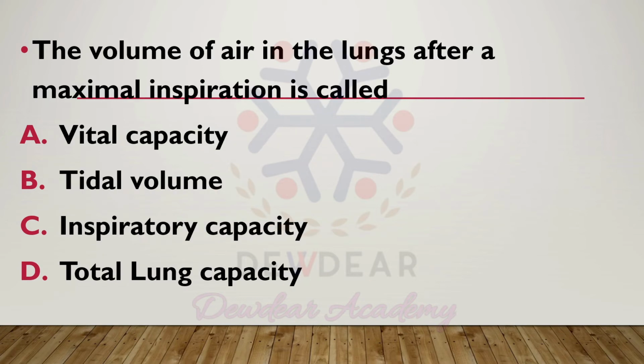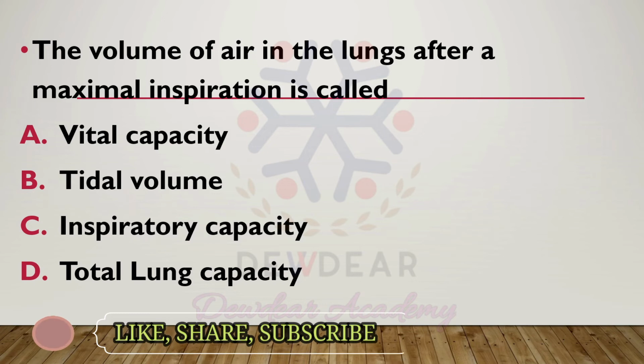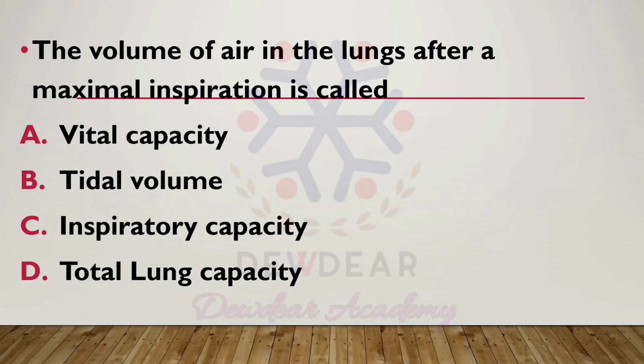The volume of air in the lungs after a maximal inspiration is called? Options: vital capacity, tidal volume, inspiratory capacity, total lung capacity. The correct answer is option D, that is total lung capacity. The volume of air in the lungs after a maximum inspiration is known as the total lung capacity. So option D is the answer. Then the next question.